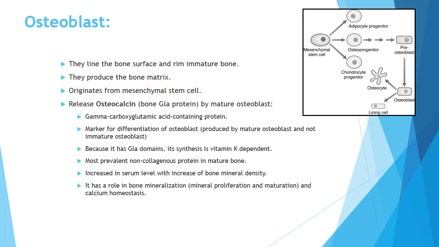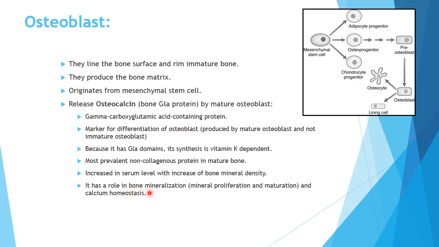One of the most important proteins they produce is osteocalcin. I'd like to give a few points here about osteocalcin. Osteocalcin is a gamma-carboxyglutamic acid protein. If you remember in the blood cascade, we spoke about carboxylation and we said it's a vitamin K dependent process. So osteocalcin synthesis is also vitamin K dependent. Osteocalcin is only produced by mature osteoblast. It's not produced by pre-osteoblast. So it can be used as a marker of differentiation of osteoblast, because again it only comes from mature osteoblast.